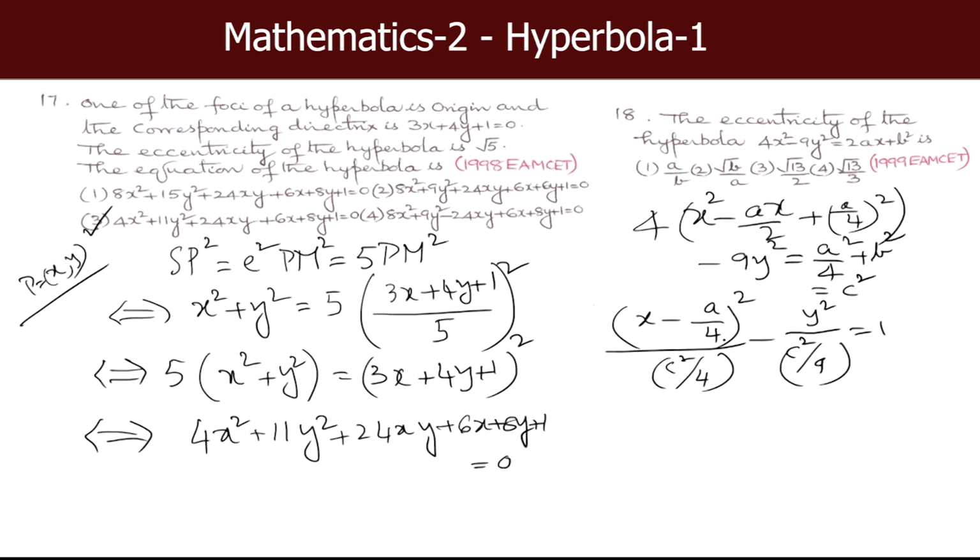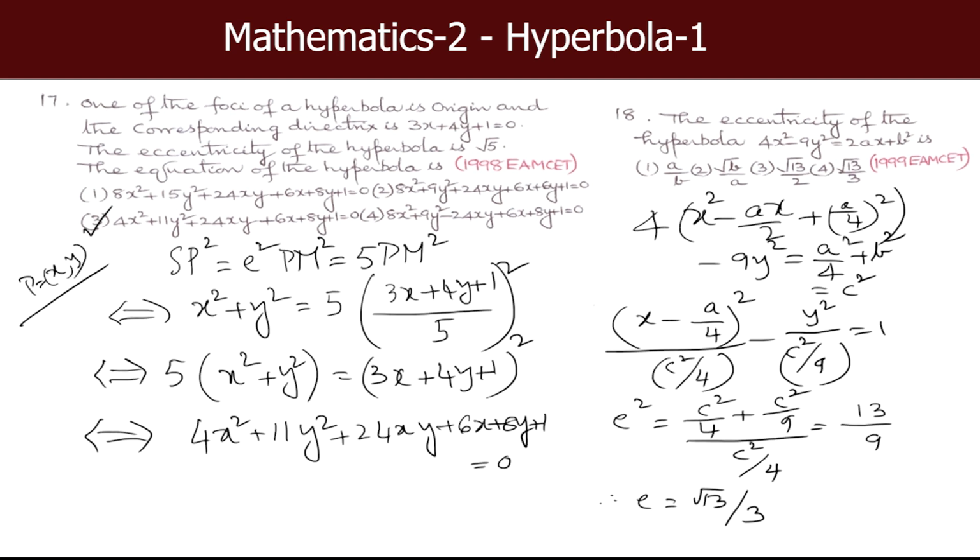So for finding the eccentricity, you need not translate this. You can go directly, because the semi-axis lengths remain the same. So therefore, eccentricity e square is (c square by 4 plus c square by 9) by c square by 4, that is (a square plus b square) by a square. C square cancels, that is the advantage. 9 plus 4, 13 by 9. Therefore, eccentricity is root 13 by 3. Well, that is the last option.